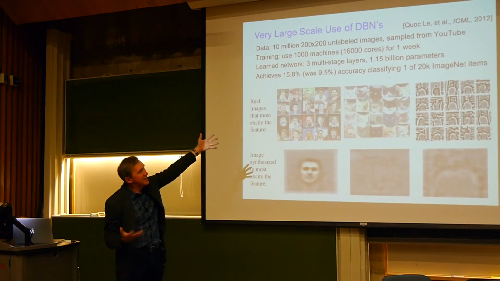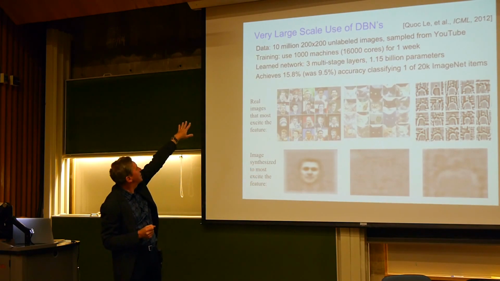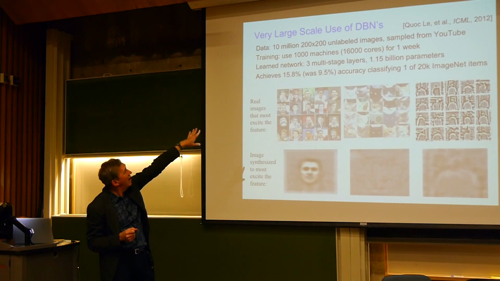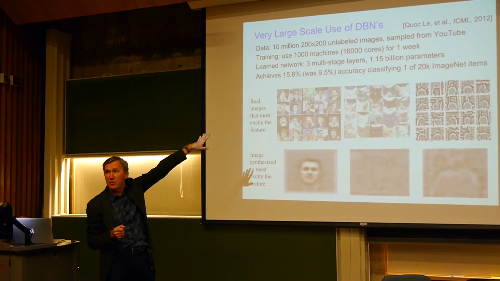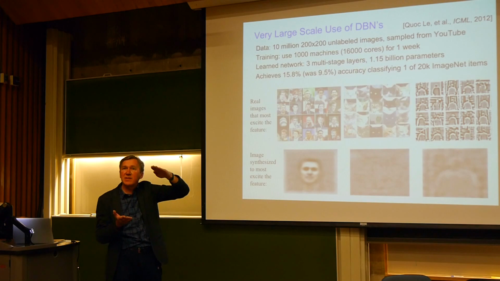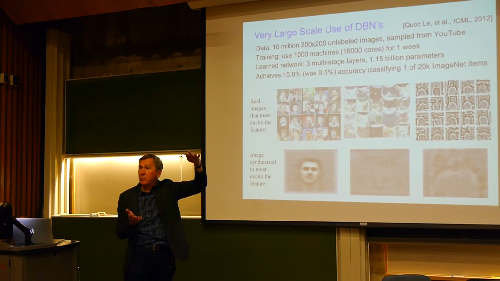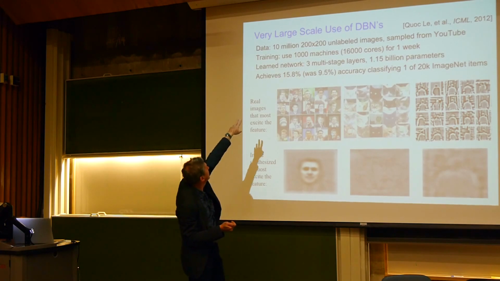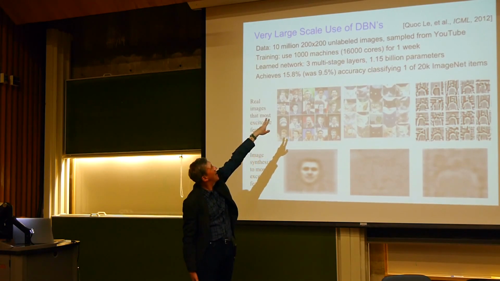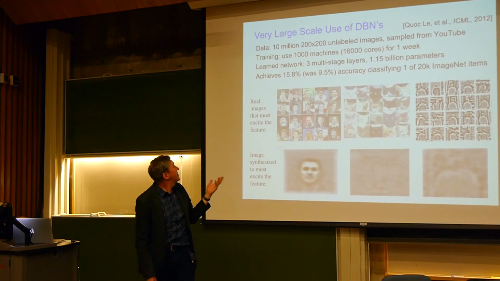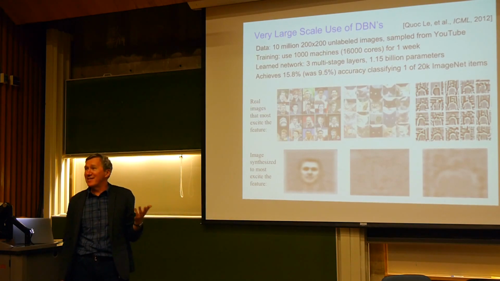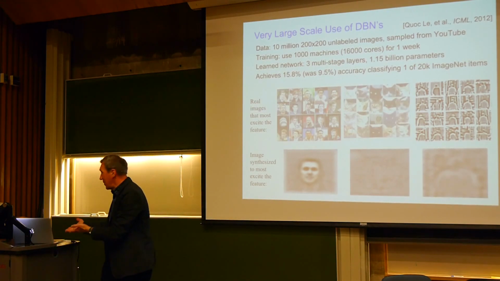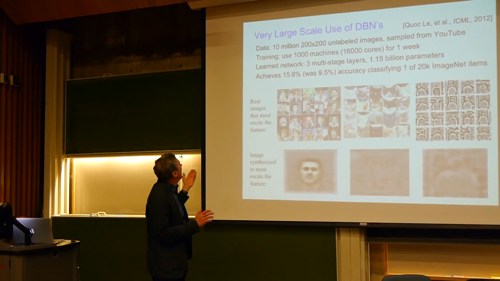This is a kind of state-of-the-art network. As you can see, it's trained on 10 million unlabeled images sampled from YouTube. The network is trained to produce the same image as output that it got as input. The training is very expensive. It took 1,000 machines and 16,000 cores over a week. So we're not talking about running on the laptop anymore.